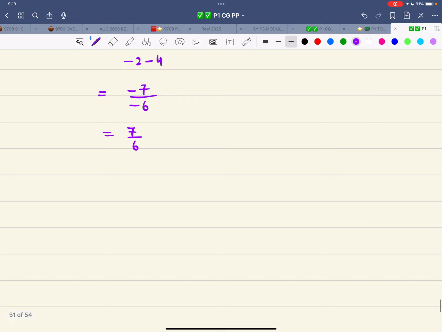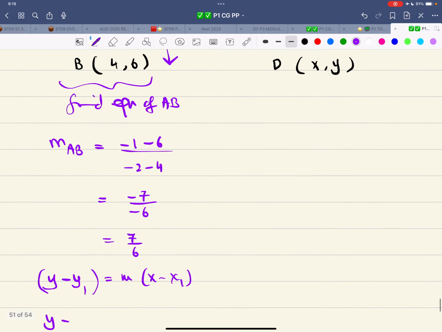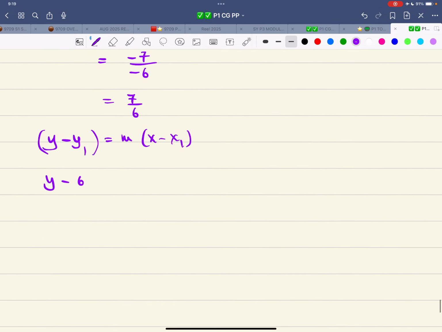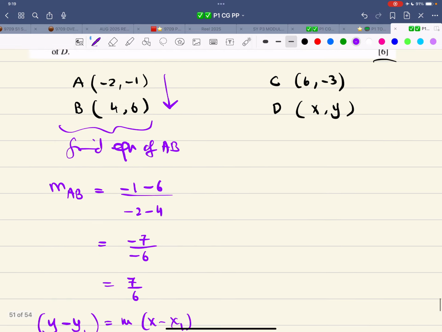So let me find out the equation. y minus y1 is equal to m times (x minus x1). y minus, let me put 4 and 6. So this is y minus 6 is equal to 7 over 6 times (x minus x1), x1 is 4.